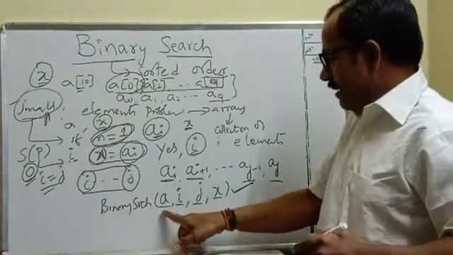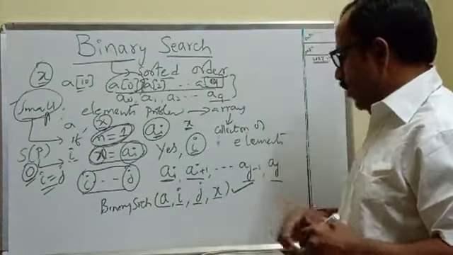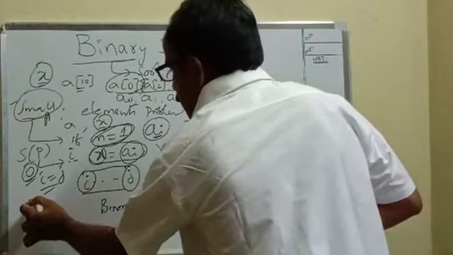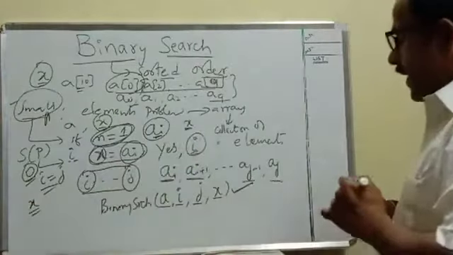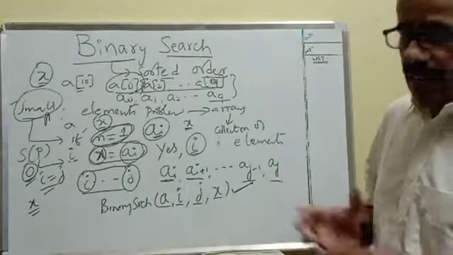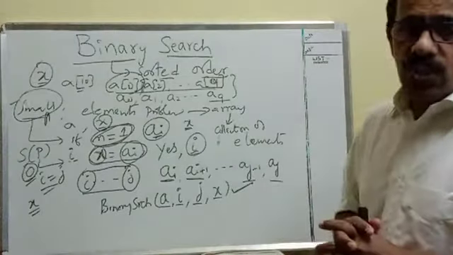First parameter is the array name, second parameter is the initial location number, third parameter is the last location number, and the fourth parameter is the searching element. Okay, now we are going to search for element x. Here we need to take one location number. I will tell you the criteria for selecting the location number, and assume that all the elements are in sorted order.